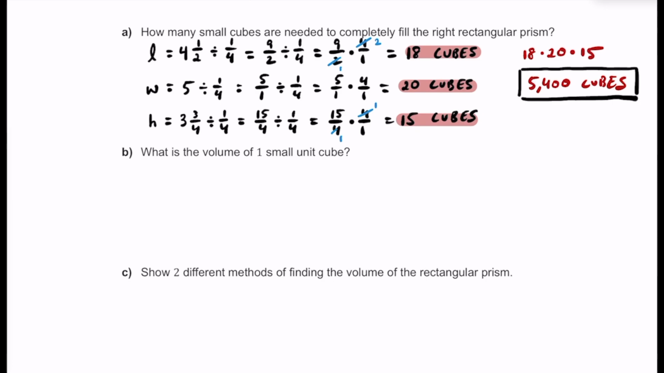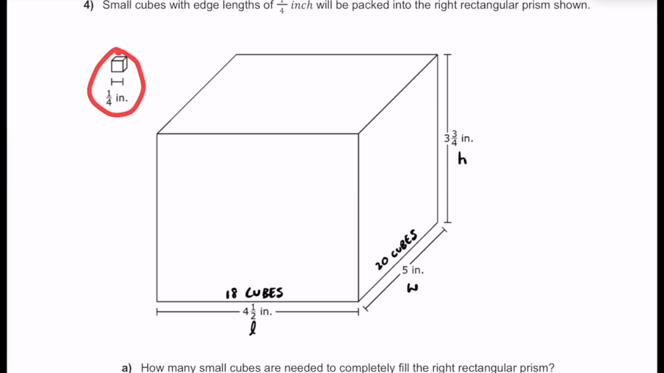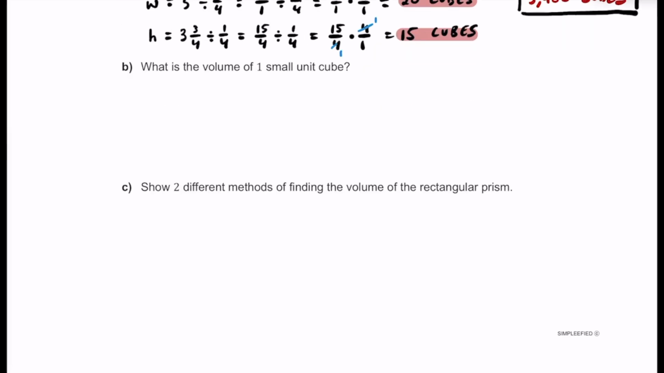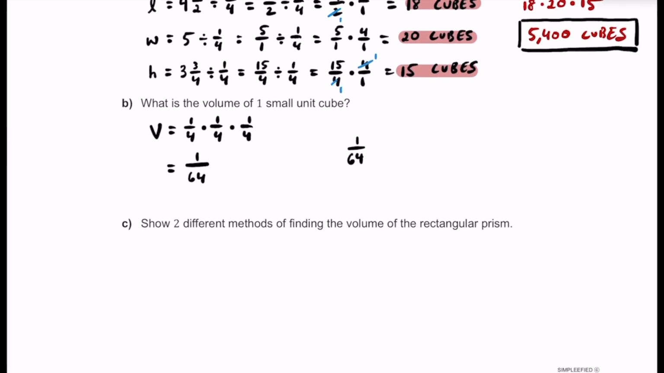All right, next it says, what's the volume of one of these little cubes? Well, keep in mind that one of these little cubes is a quarter by a quarter by a quarter, right? So if you want to find the volume of just one little cube, you would just say it's going to be the length times the width times the height. So 1 times 1 times 1 on top is 1, but on the bottom, 4 times 4 times 4 is going to be 64. So the volume of one of these tiny little cubes is going to be 1/64th. And what are our units here? I think these are inches, right? So it's 1/64th of a cubic inch. That's going to be the amount of space that one of these tiny little cubes takes up.